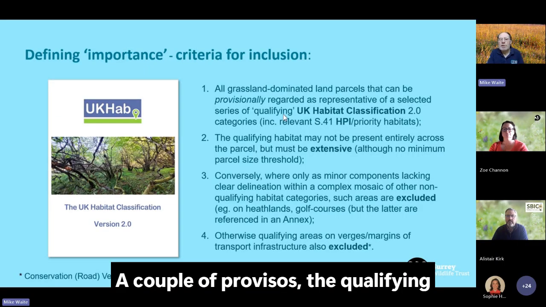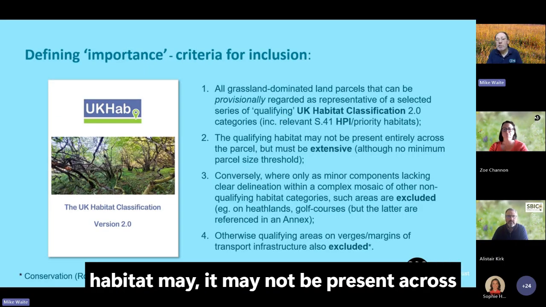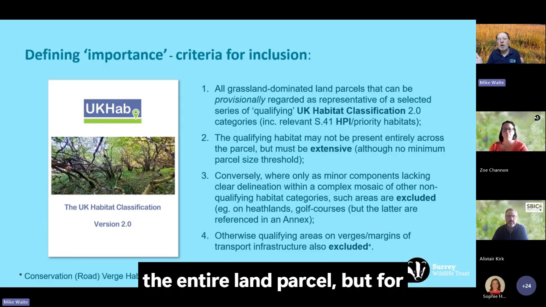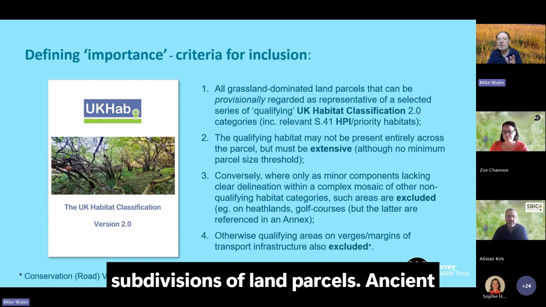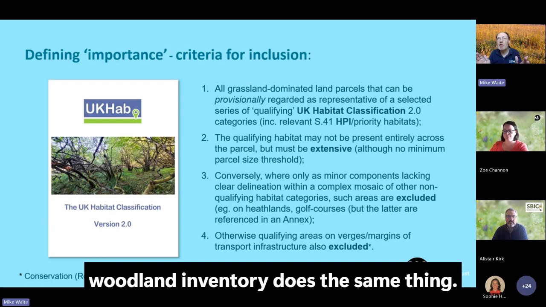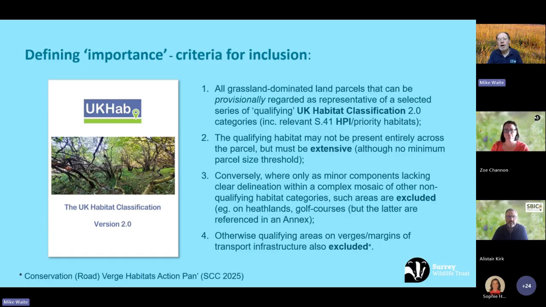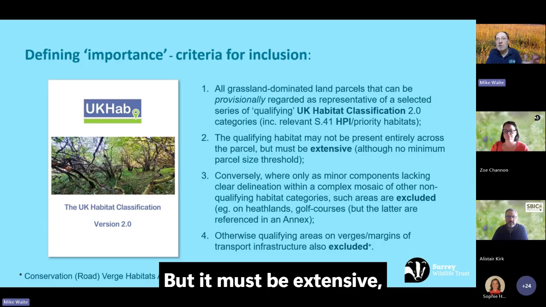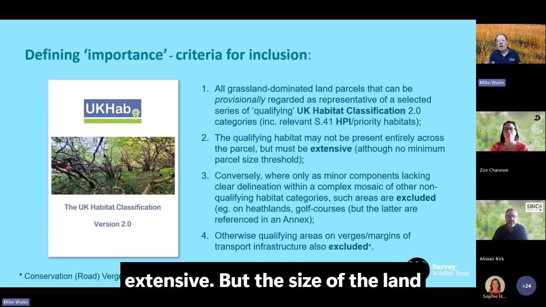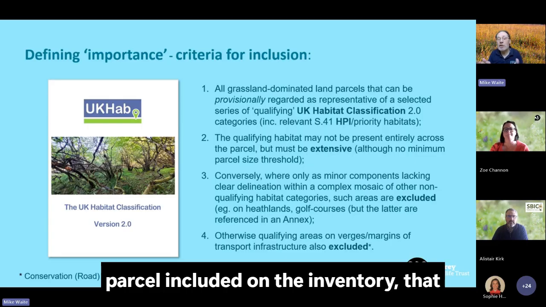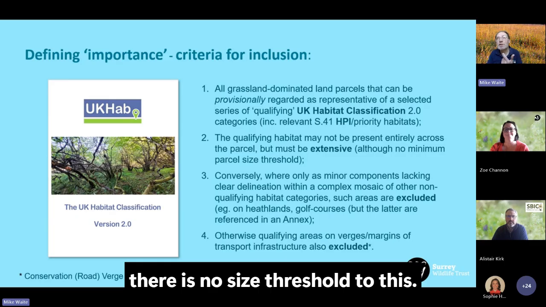A couple of provisos. The qualifying habitat may not be present across the entire land parcel, but for purposes of inventorizing, it's most useful to use land parcels rather than little subdivisions of land parcels. The Ancient Woodland Inventory does the same thing. It's the full woodland parcel. But it must be extensive, and that's not absolute, but it must be extensive. As for the size of the land parcel included on the inventory, there is no size threshold.